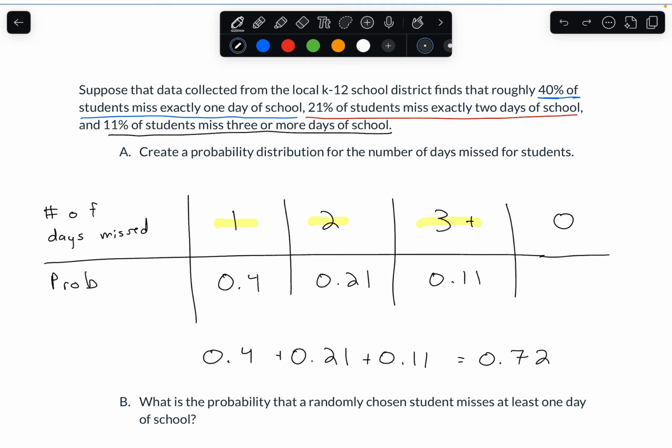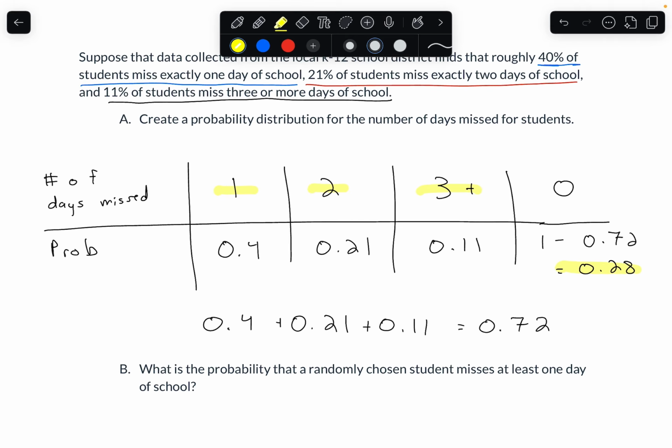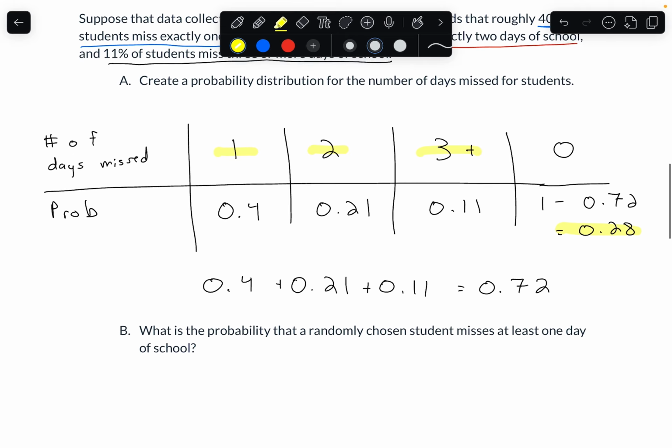Well, I know that all of these together have to add to be 1. So essentially, these 3 cases over here serve as the complement to missing 0 days of school. So I can find the probability of missing 0 days of school by taking 1 minus 0.72, which should give me 0.28. So the probability that I miss 0 days of school would be 0.28. And there's my probability distribution. So let's take a look at the next few problems about this probability distribution.